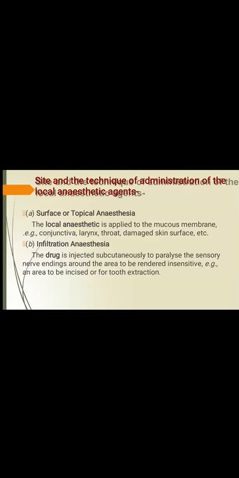Site and technique of administration of the local anesthetic agent, where they are generally applied. There are different types of anesthesia depending upon the site of administration of local anesthetics. Number 1, surface or topical anesthesia. The local anesthetic is applied to the mucous membrane, for example, conjunctiva, larynx, throat, damaged skin surface, etc. So in case of topical anesthesia, the anesthetic agent is directly applied to the mucous membrane.